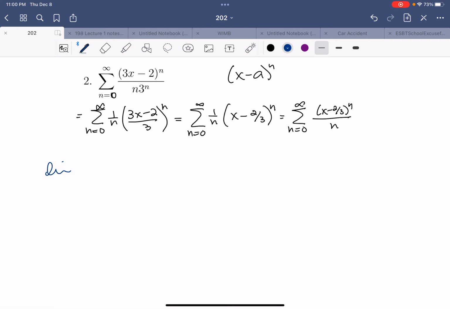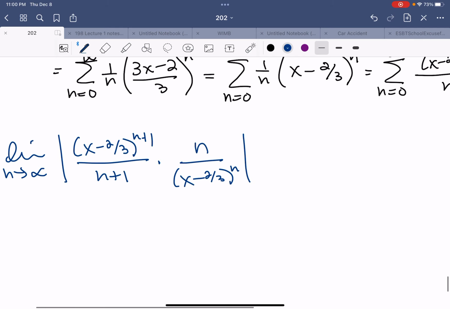So that means I'm going to have the limit as n goes to infinity, and I'm going to go ahead and flip these right away. So I'm going to have (x minus 2/3) to the n plus 1 all over n plus 1, times the reciprocal of the original, so n over (x minus 2/3) to the n.